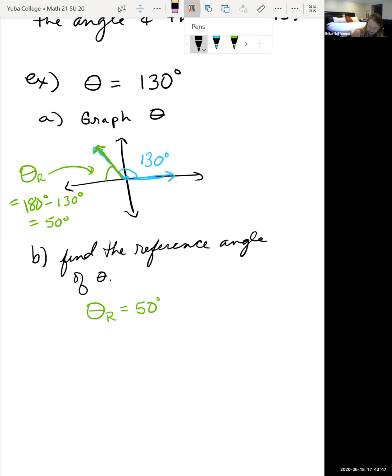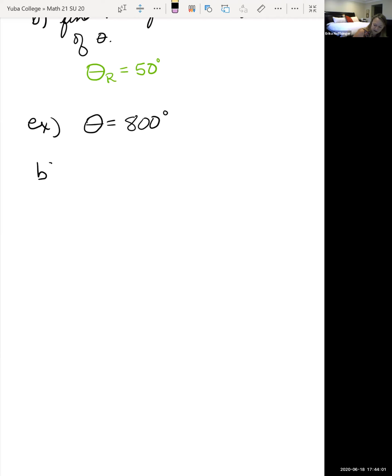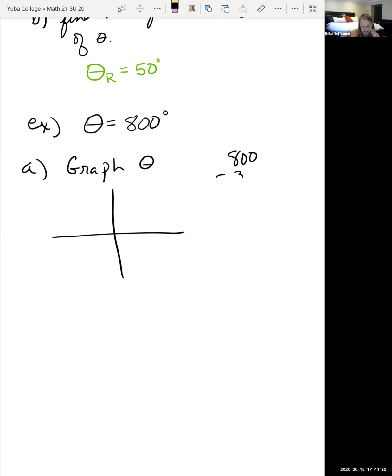So same idea, but let's do it now. Let's say you had theta equal to 800 degrees. So let's first graph it. I know it's going to make a full circle every 360 degrees, and so this has multiple 360s in here. So if we look at this, 800 minus 360 gives me 440 degrees.